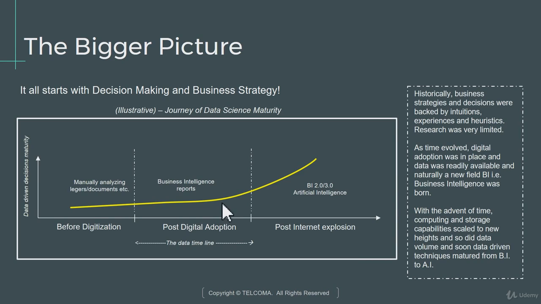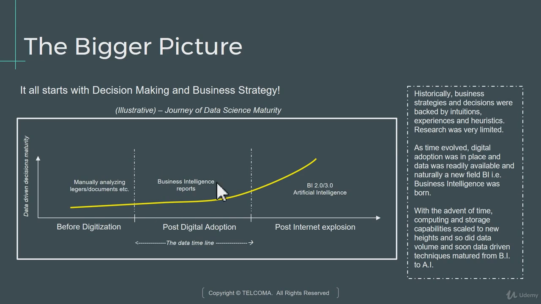So this transition, from BI first generation to second generation, and then eventually to the third generation, the present day's artificial intelligence, actually happened very fast. And the process actually became very complex. That's when data science was born.